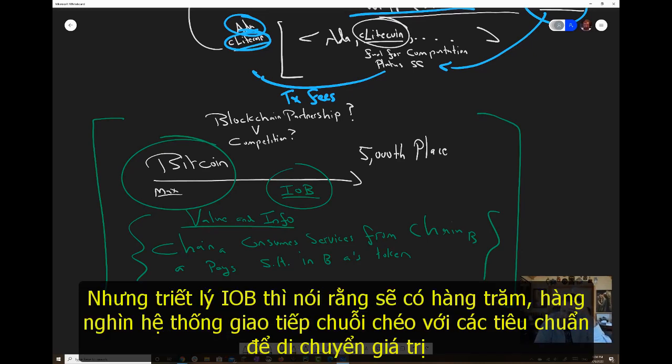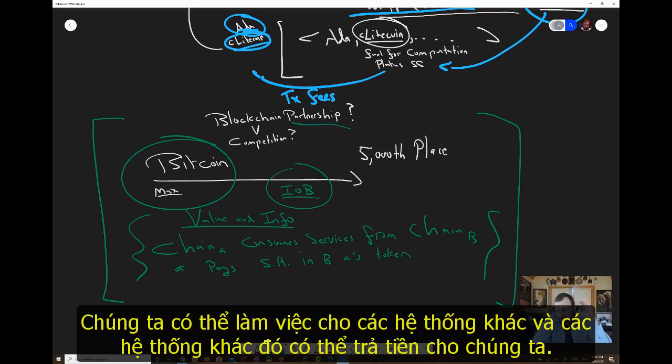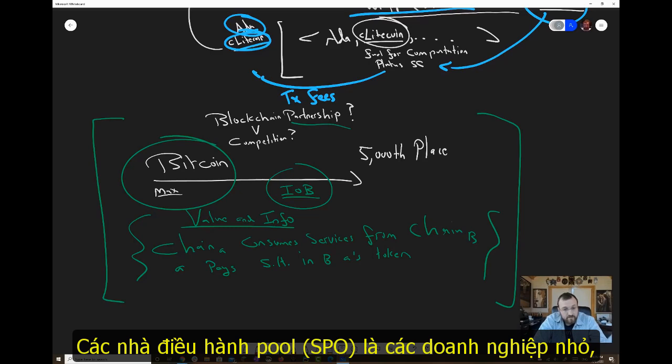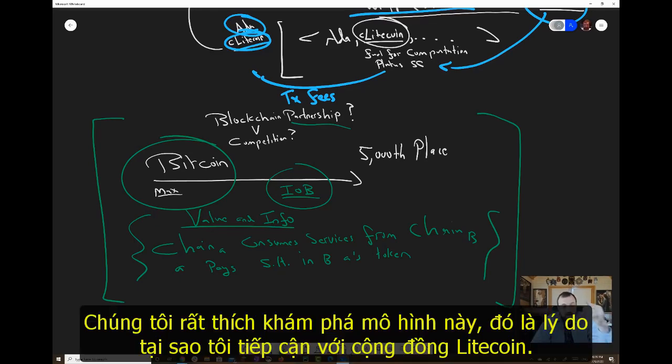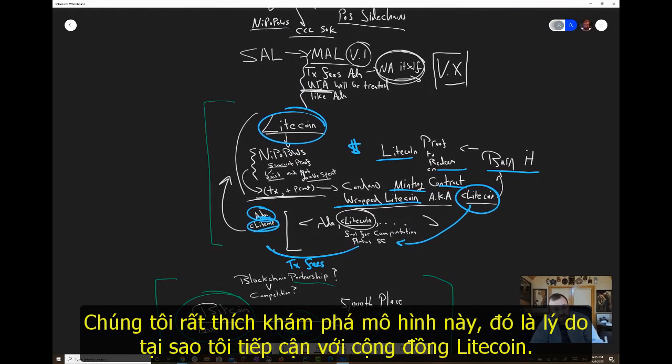But the IOB philosophy, the internet of blockchains philosophy of saying there's going to be hundreds, if not thousands of these systems, and what matters is the cross-chain communication and the standards to move value, opens up this concept of partnership. Basically, we can do things for other systems, and those other systems can pay us. And by us, I mean the holders of ADA and the maintainers of the Cardano ecosystem. So the stake pool operators who are small businesses. They can be bridges, they can be oracles, they can be smart contract processors, and they charge a fee for services.